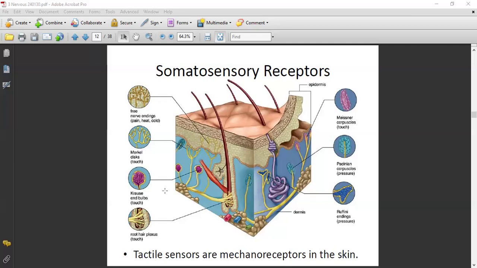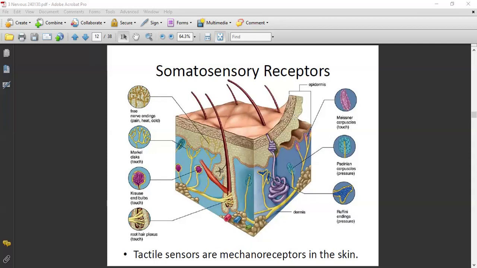Their sensory type is mechanoreceptors. Let me show you here. You have different types of somatic sensory receptors. You have the free nerve ending. You know the skin already, right? So here is the epidermis, from here to here, and then here is the dermis, and this is the hypodermis.